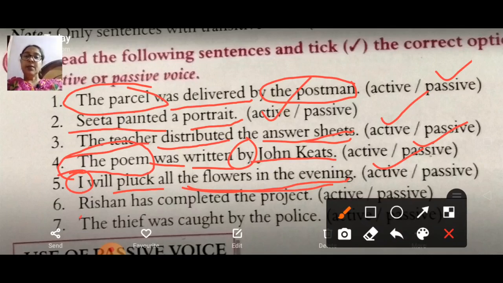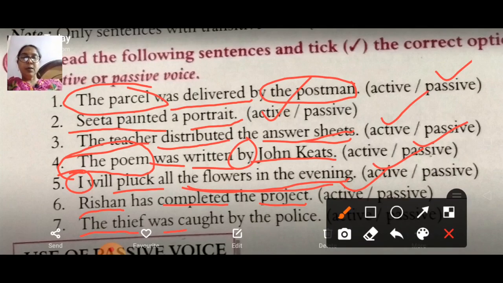Again you can see Rishan, the subject, completed is a verb, the project is an object. This is an active voice. Now we are moving to the last, seventh number. The thief was caught by the police. The thief, here you can see.